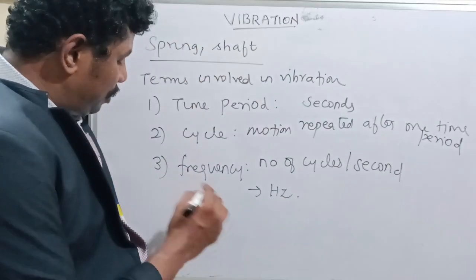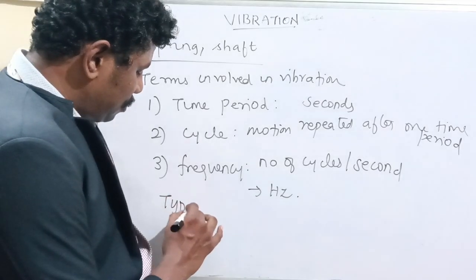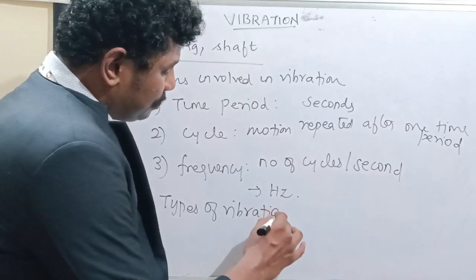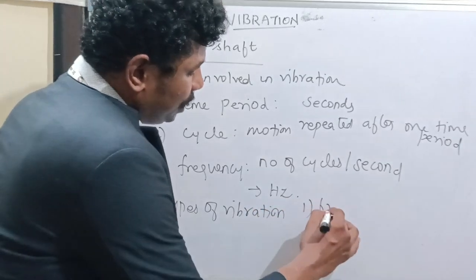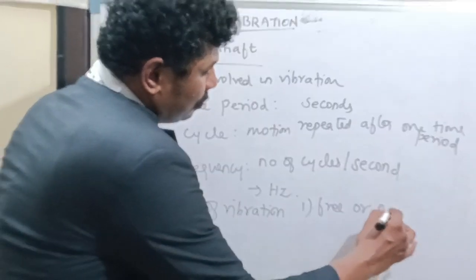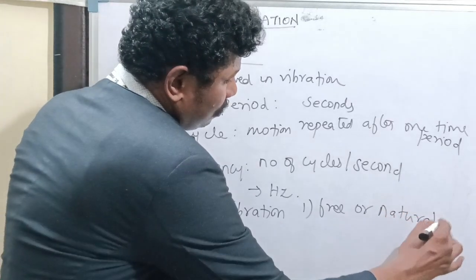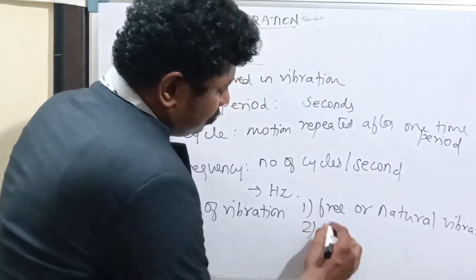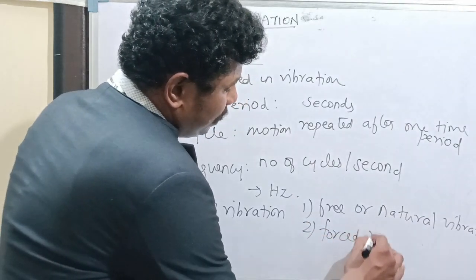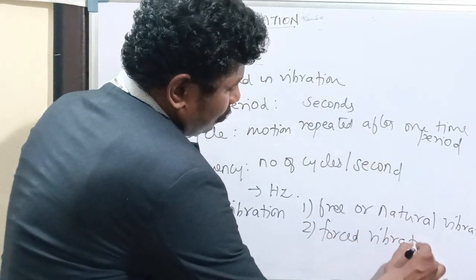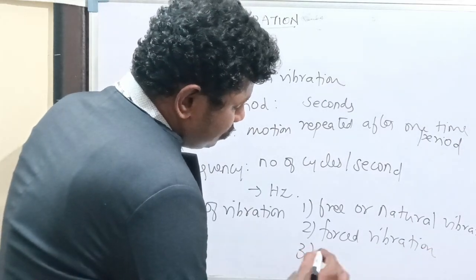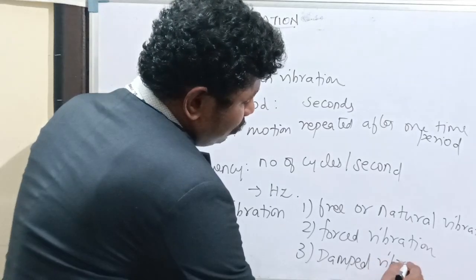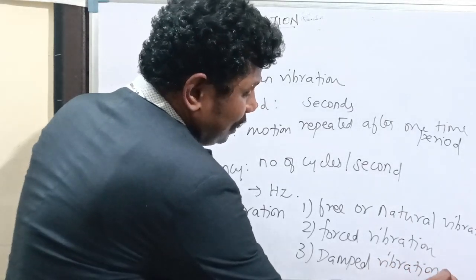Next we are going to discuss types of vibration. First one is free or natural vibration. Second one is forced vibration. And third one is damped vibration. Next we can see this in detail.